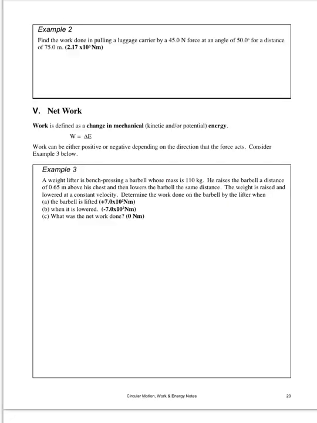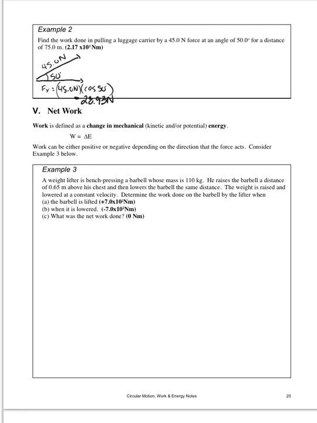All right, find the work done in pulling a luggage carrier by 45 newtons at an angle of 50 degrees for a distance of 75 meters. So we have an angle here. Our force applied was 45 newtons, and again, that is at an angle of 50 degrees. I need to find F of x. So F of x is 45 newtons times cos of 50, which is 28.93 newtons.